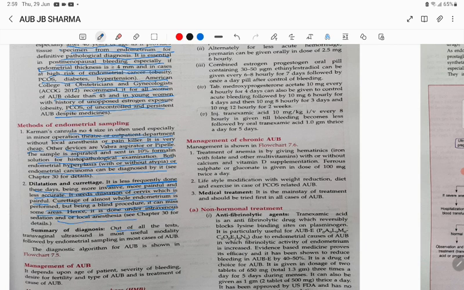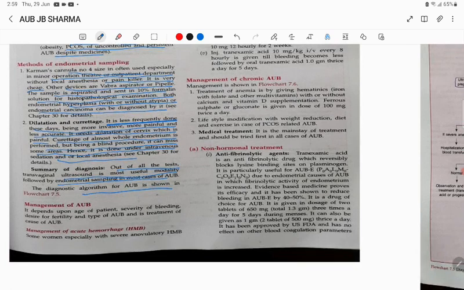Summary of diagnosis: out of all the modalities, transvaginal ultrasound is the most useful, followed by endometrial sampling. In most cases, the diagnostic algorithm will be so. The management depends upon the age of the patient, the type of AUB, the setting, the severity of the bleeding, and the desire for fertility status. Some women have acute AUB, especially severe heavy menstrual bleeding.